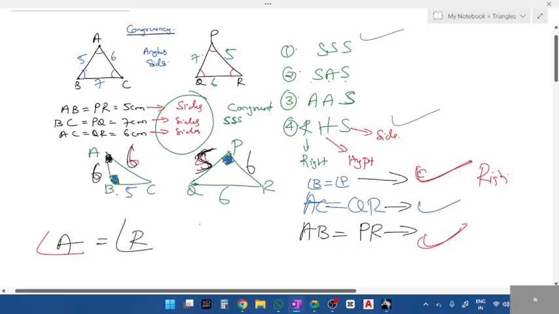If both are congruent under RHS, that is, if RHS is correct, they will be congruent. If they are congruent, the second rule is that the remaining angles you have to compare like this. Angle A will be equal to what? Angle R. Now angle C.